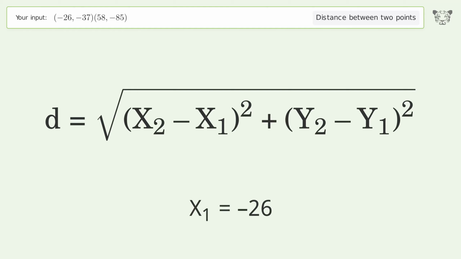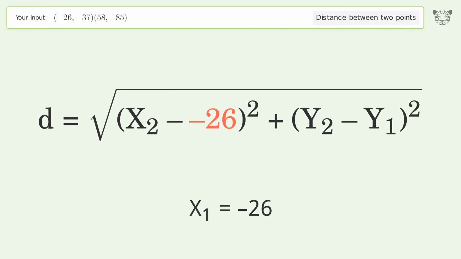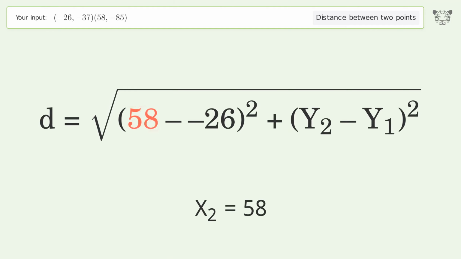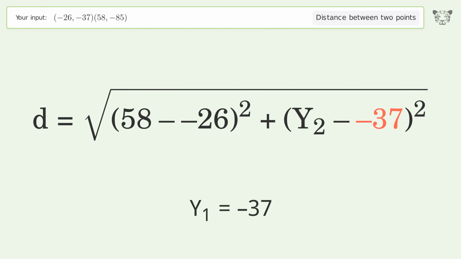x1 equals -26. x2 equals 58. y1 equals -37. y2 equals -85.